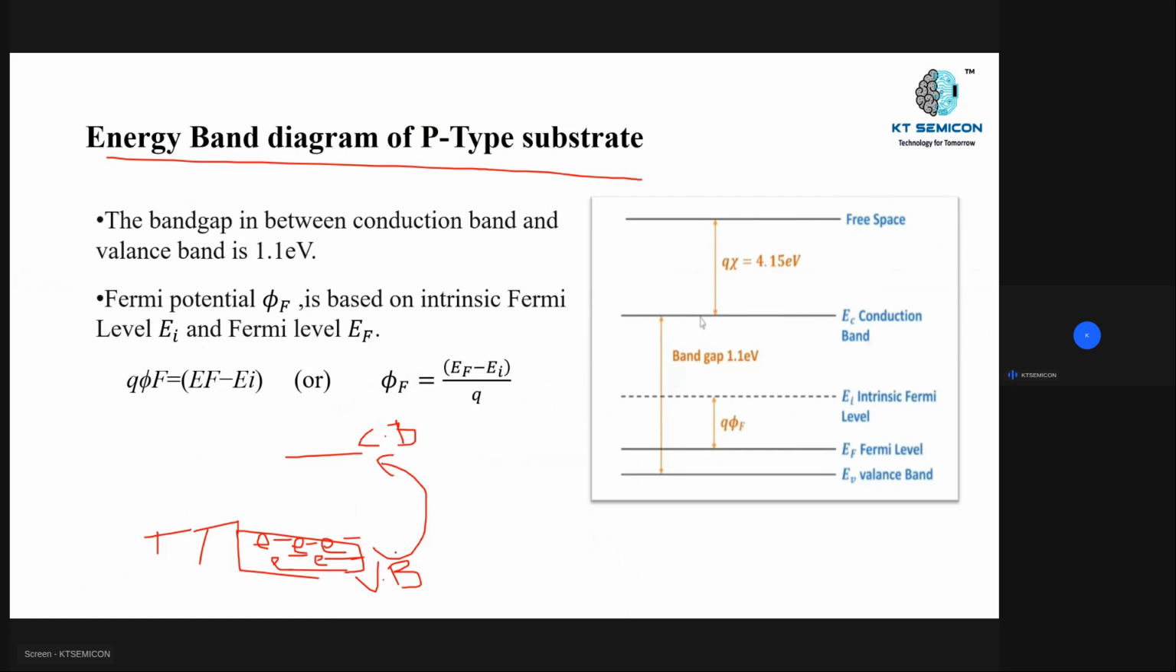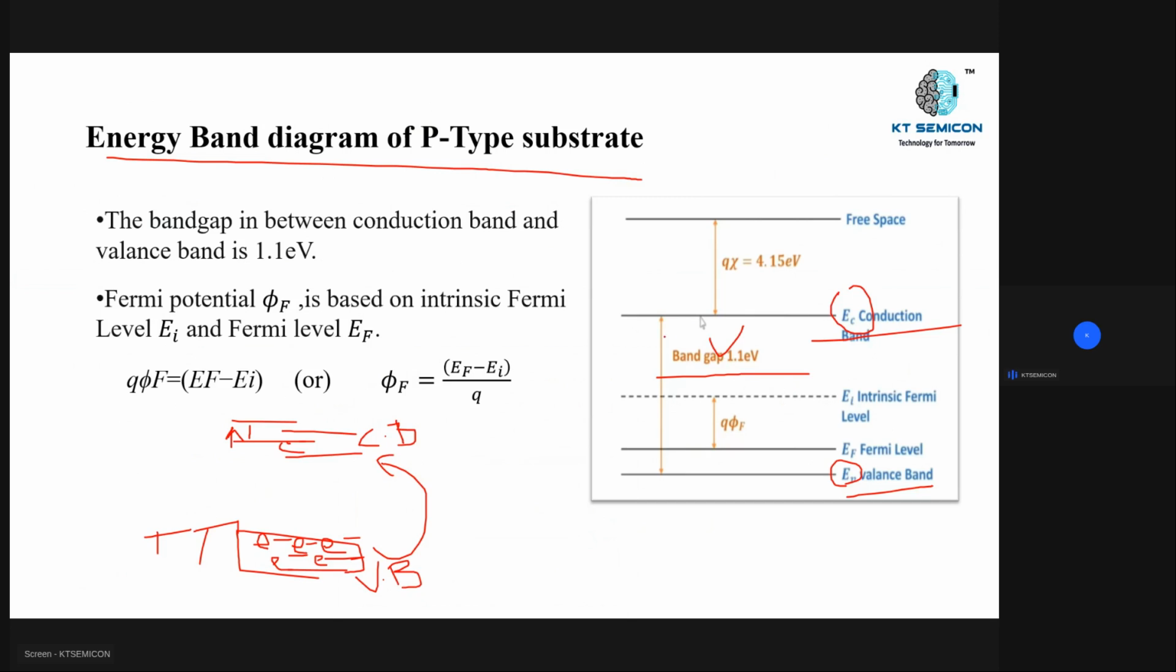Whenever the electrons jump to the conduction band, they move freely in this band and conduct some current, and then the current increases. Here we have the conduction band and here the valency band. The gap between the valency band and conduction band is known as the band gap. The energy required to jump from the valency band to the conduction band is the band gap.